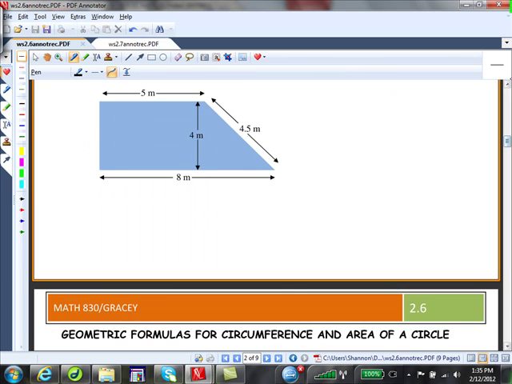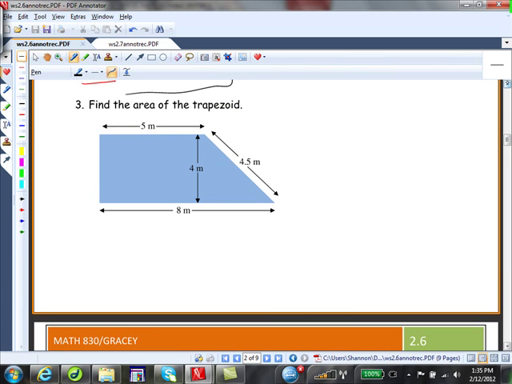Now we have a trapezoid. We need to find the area. So, do you guys see that we need to find the height of the trapezoid? What do you think the height of the trapezoid is? Good. The height is going to be this 4-meter measure right here. That's our height.